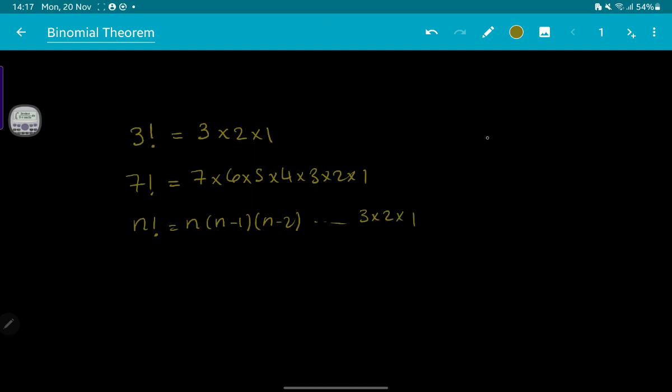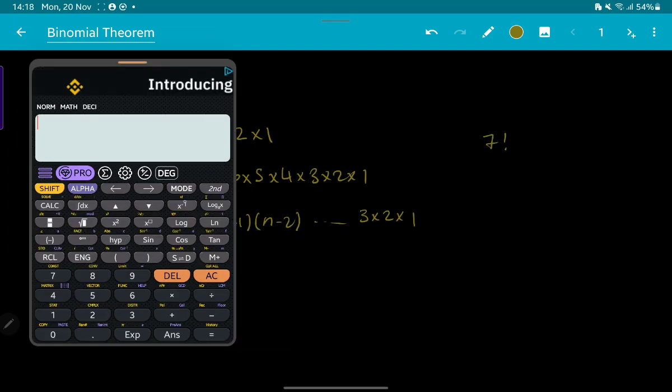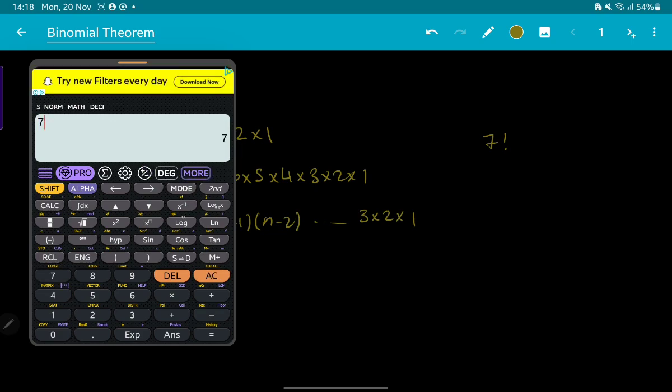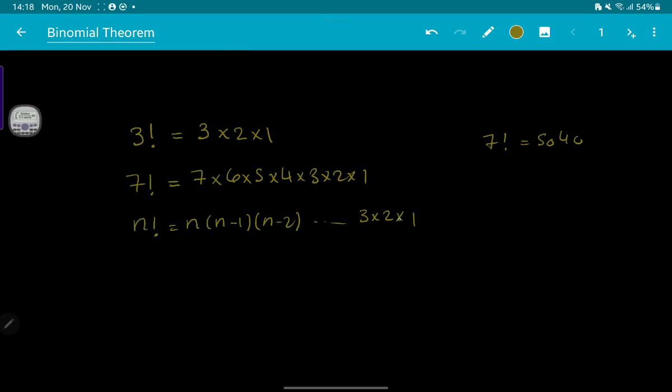You can use the calculator to evaluate this. This button is factorial, so we write 7, shift, and this one, this will be factorial 7 and the answer will be 5040. So you can do this by the calculator, but here's the rule.